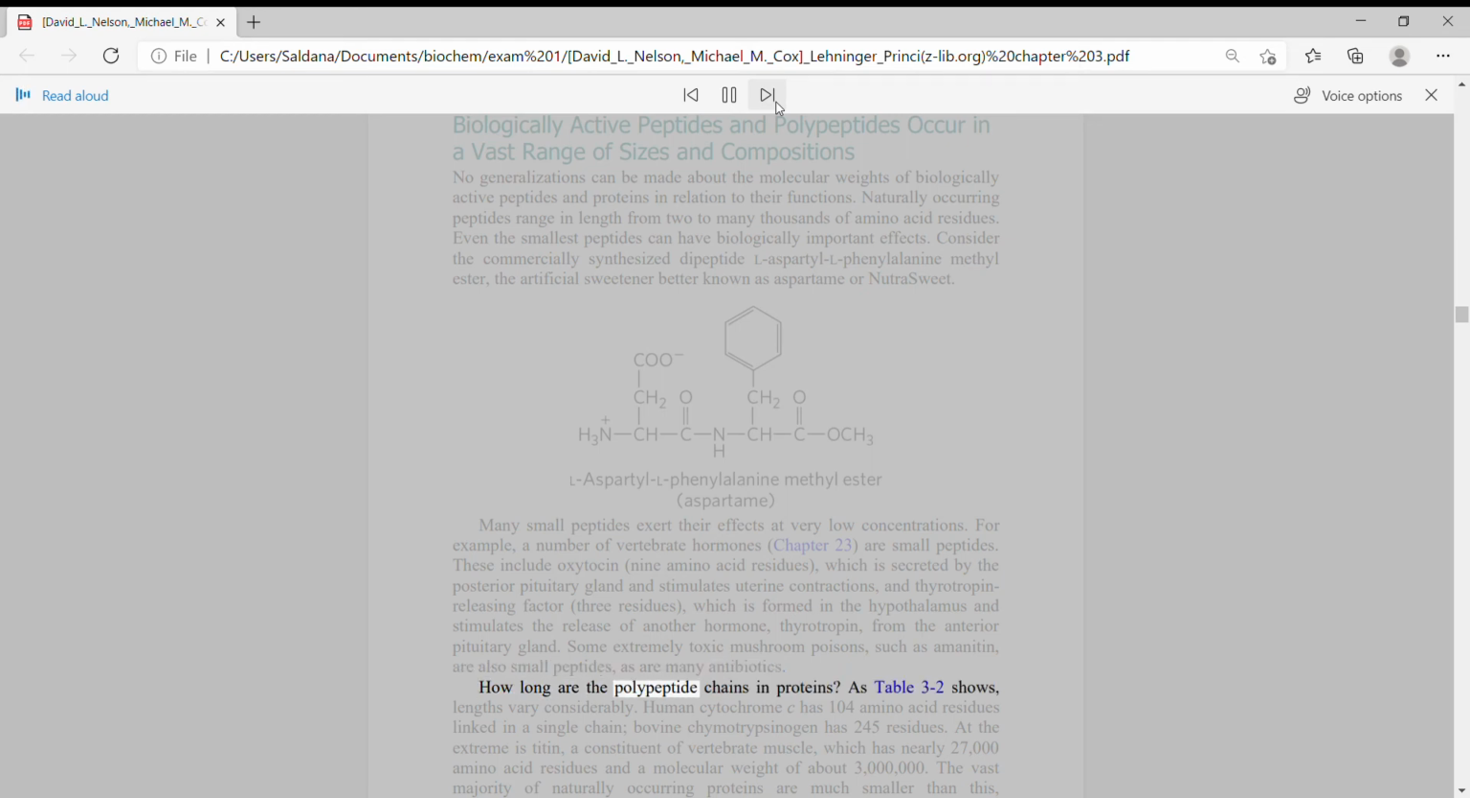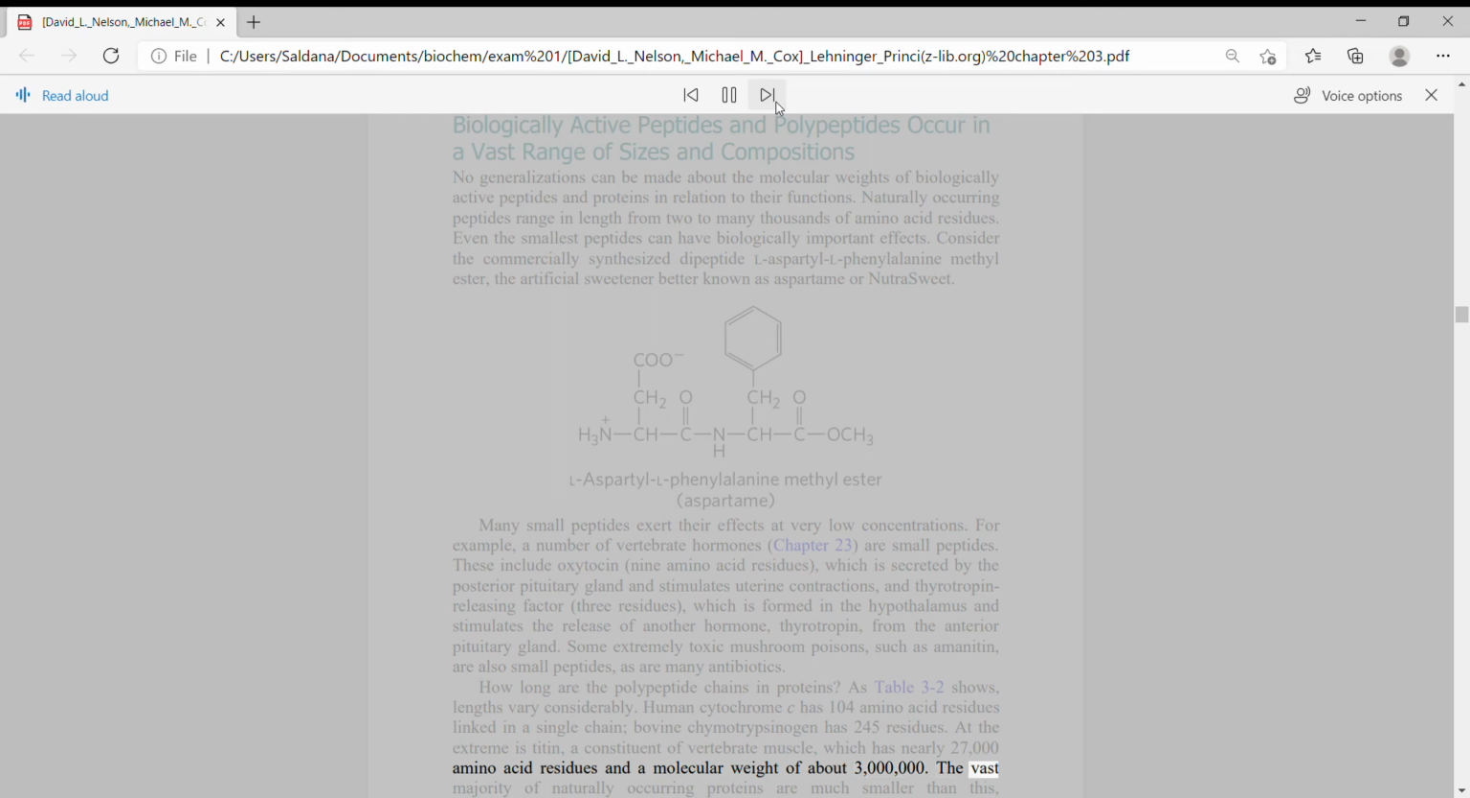How long are the polypeptide chains in proteins? As Table 3-2 shows, lengths vary considerably. Human cytochrome c has 104 amino acid residues linked in a single chain. Bovine chymotrypsinogen has 245 residues. At the extreme is titin, a constituent of vertebrate muscle, which has nearly 27,000 amino acid residues and a molecular weight of about 3 million.